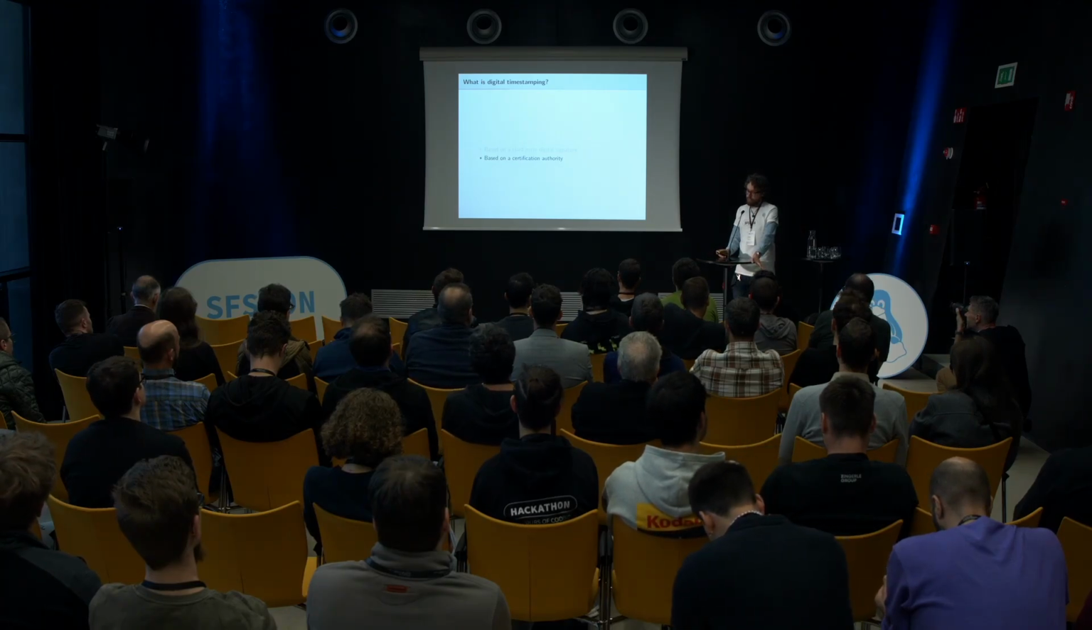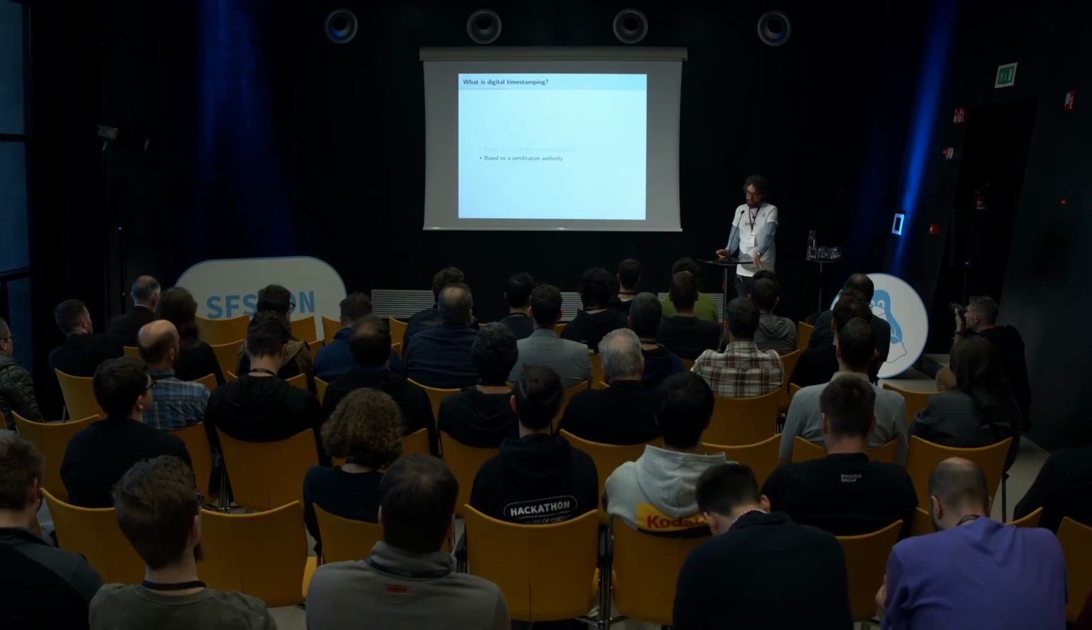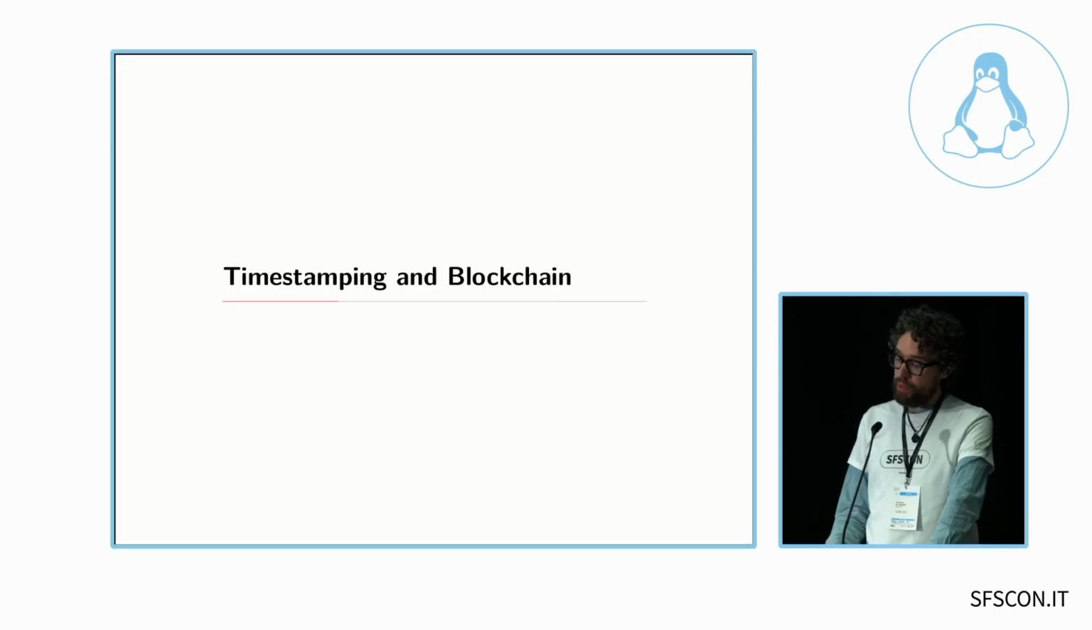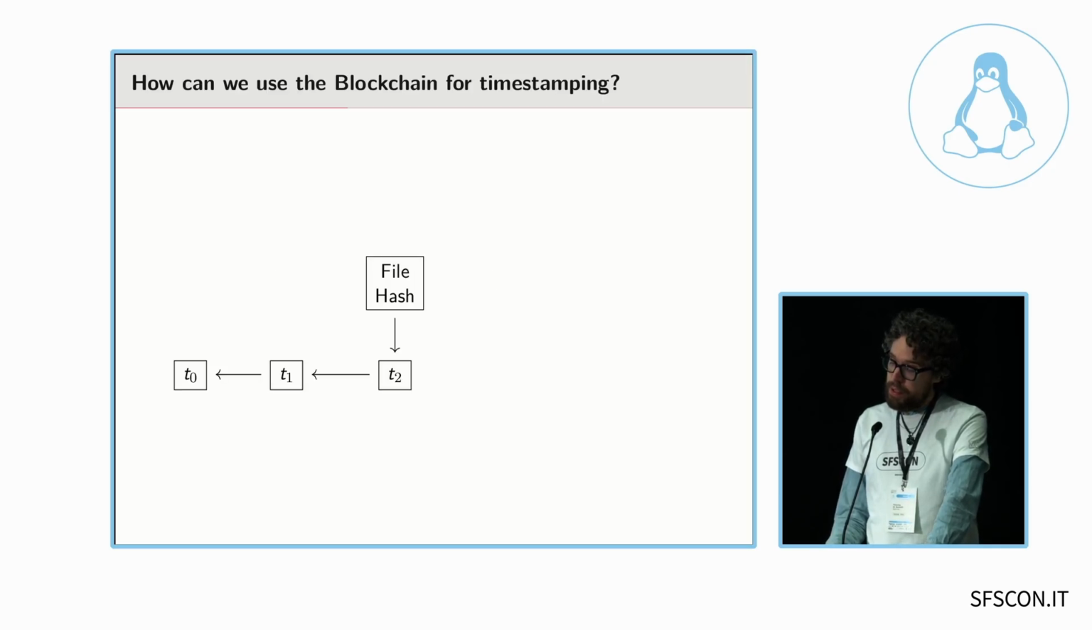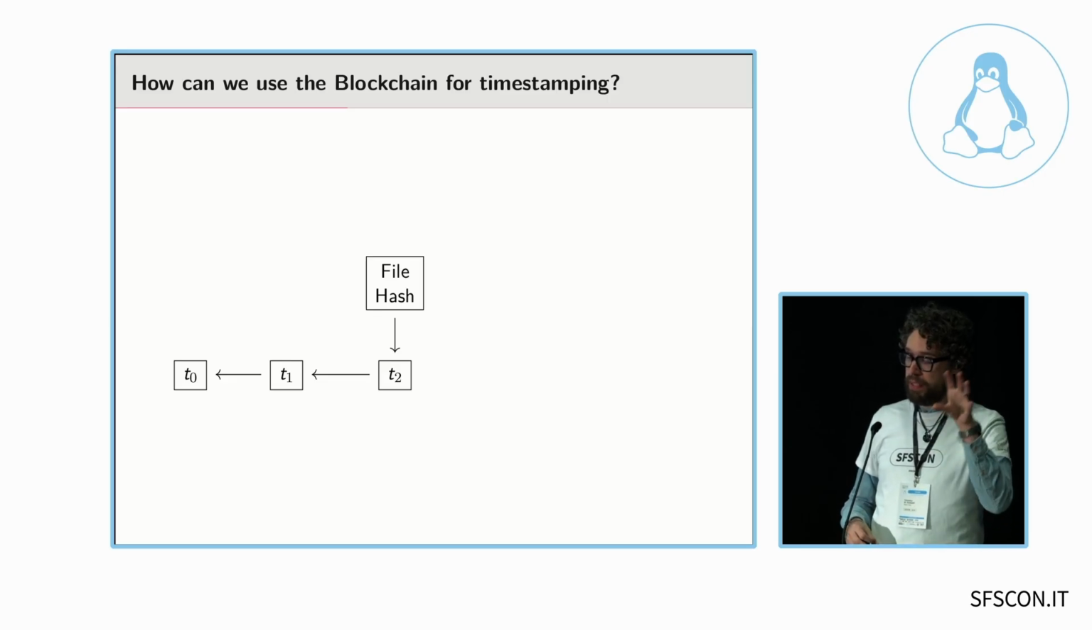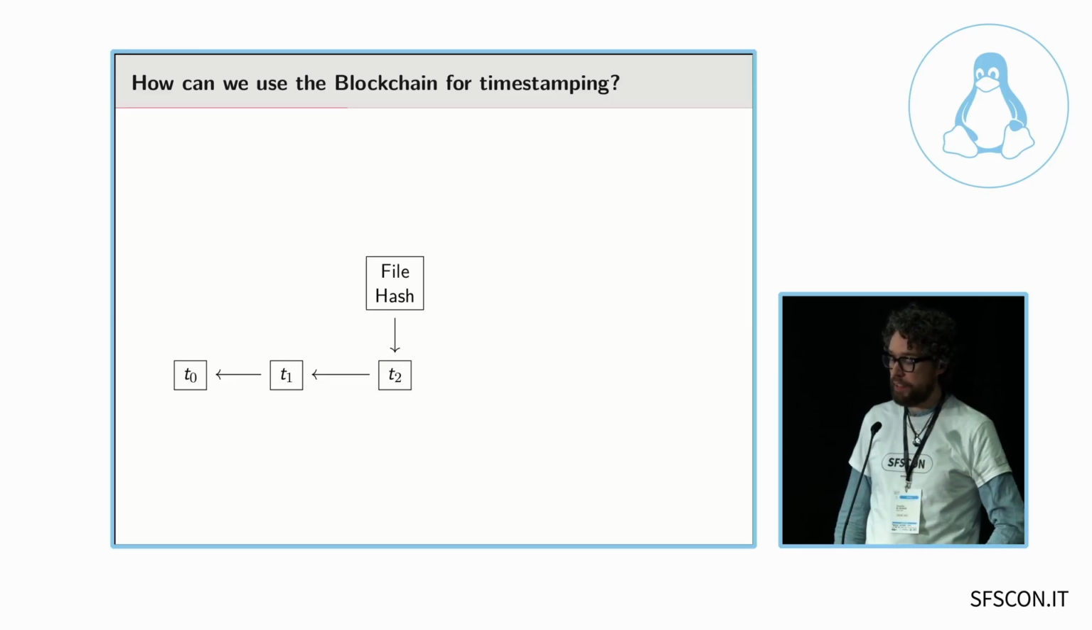And so we didn't like that, because we prefer to have something more open. And since the blockchain exists, why not use it? Because the blockchain is a chain of blocks. So you have one block that depends on another block, etc.